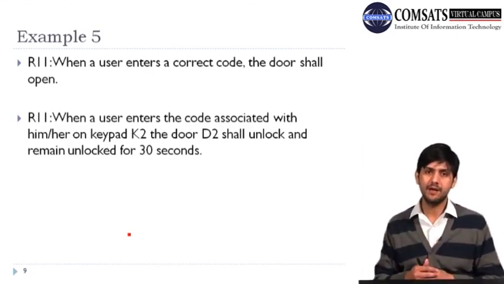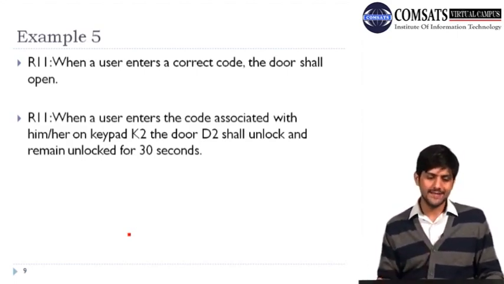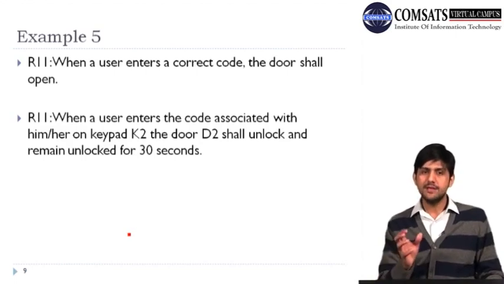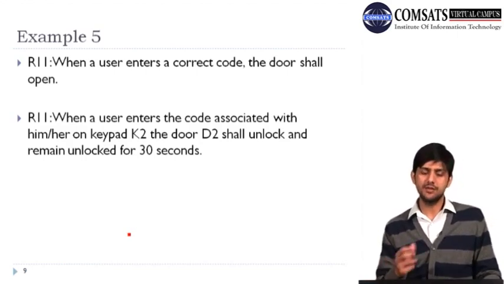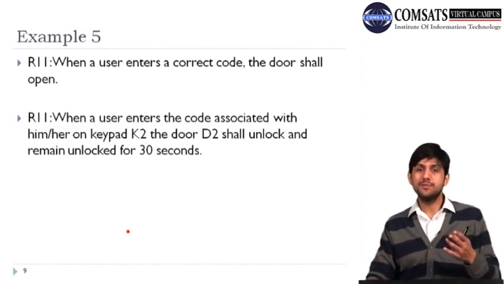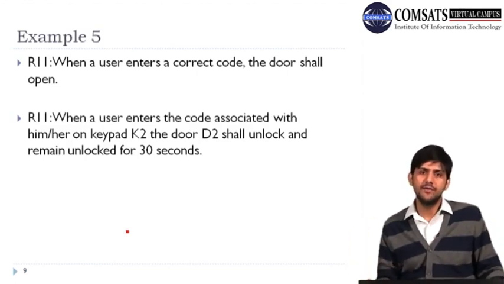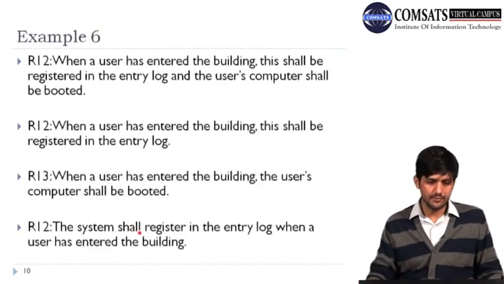So how can we write this requirement so that it is clearer and more detailed? We can say that when a user enters the code associated with him or her on the keypad K2, so we are actually specifying the keypad, the door D2 shall unlock and remain unlocked for 30 seconds. So we are specifying the duration for which the door should be unlocked. One ambiguity that might have been there was how long the door should be unlocked, so we are getting rid of that. We are saying that it should be only for 30 seconds.